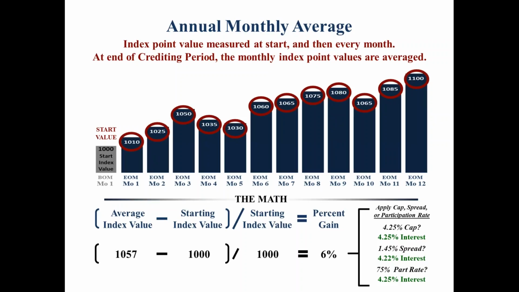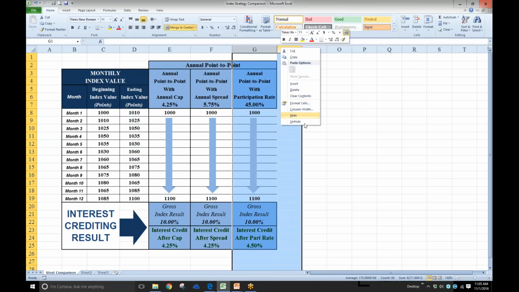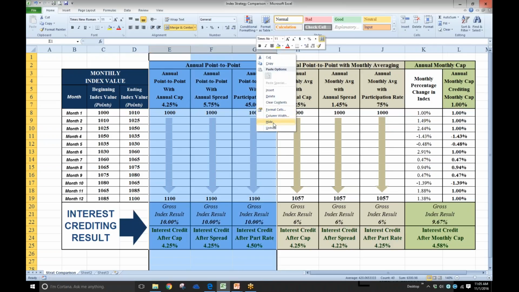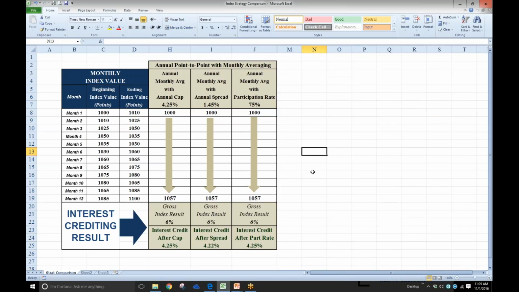Okay, so now let's bring our spreadsheet back up and look at this same kind of example. But now we're going to look at this strategy. Okay, so here's that example we just looked at. This is the same exact scenario that we just looked at in the PowerPoint, but now we care what happens in the middle. We came up with a 6% result.